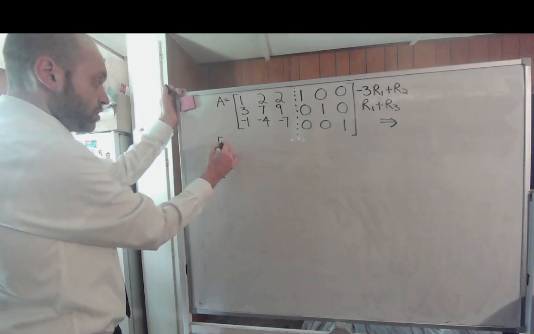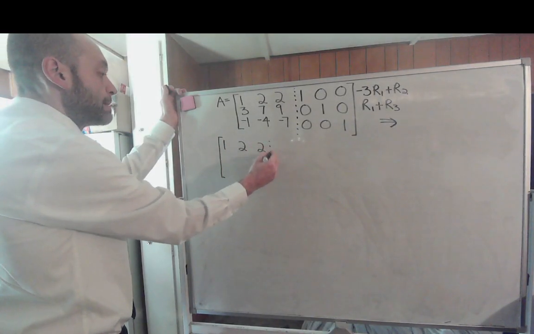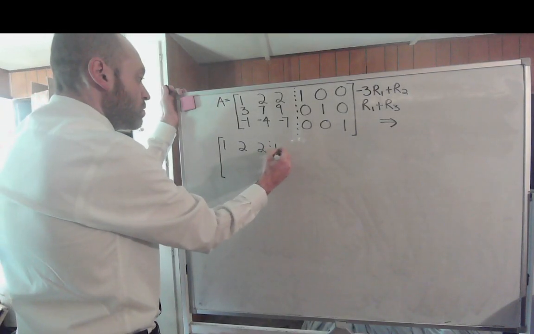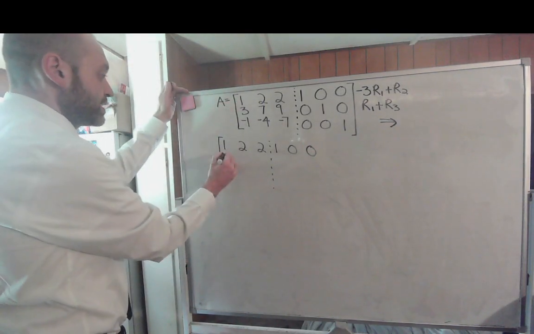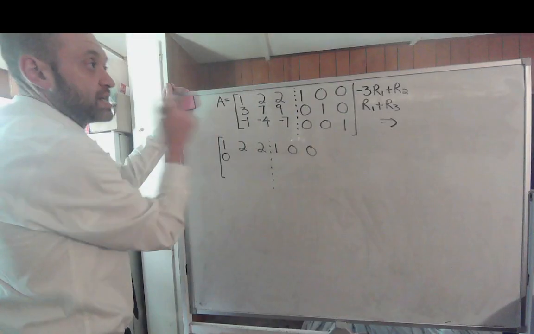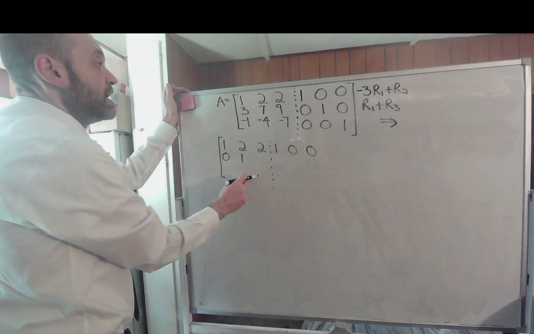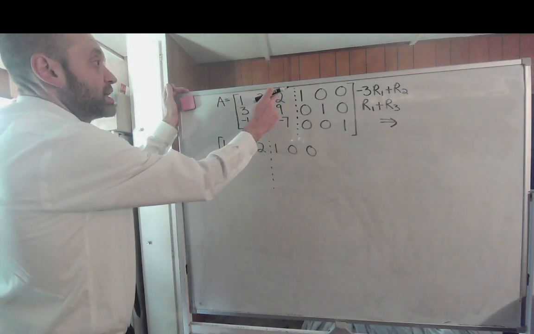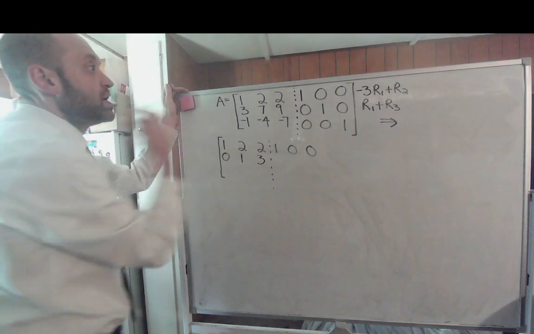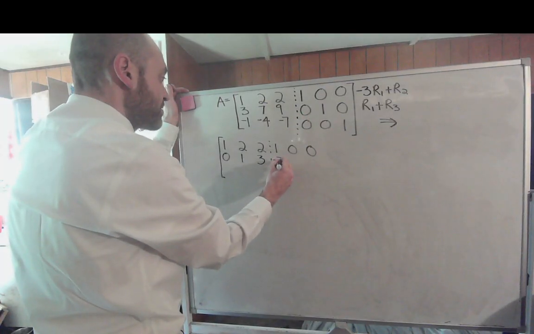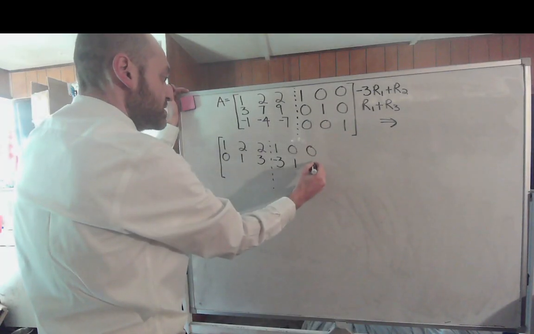So row 1 is temporarily left alone. You'll have 1, 2, 2, 1, 0, 0. Now, negative 3 plus 3 is 0. Negative 3 times 2 is negative 6 plus 7 is 1. And then you'll end up having negative 3 times 2 is negative 6 plus 9. That's going to be 3. Negative 3 plus 0 is negative 3. 0 plus 1 is 1. 0 plus 0 is 0.